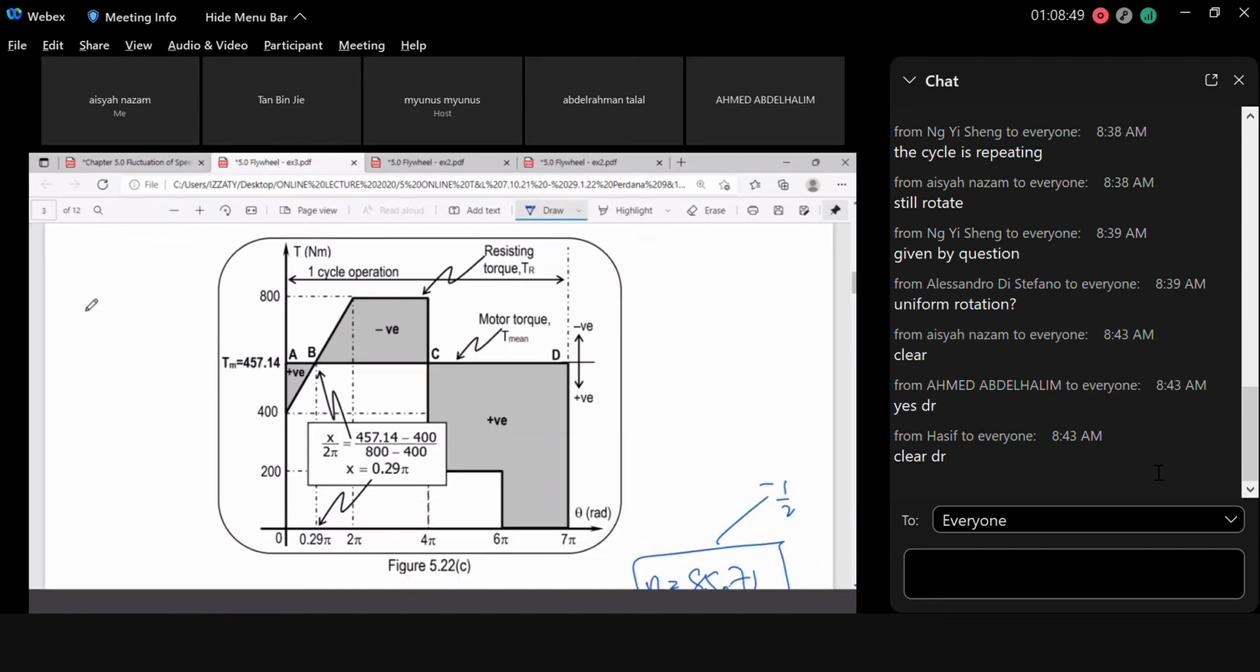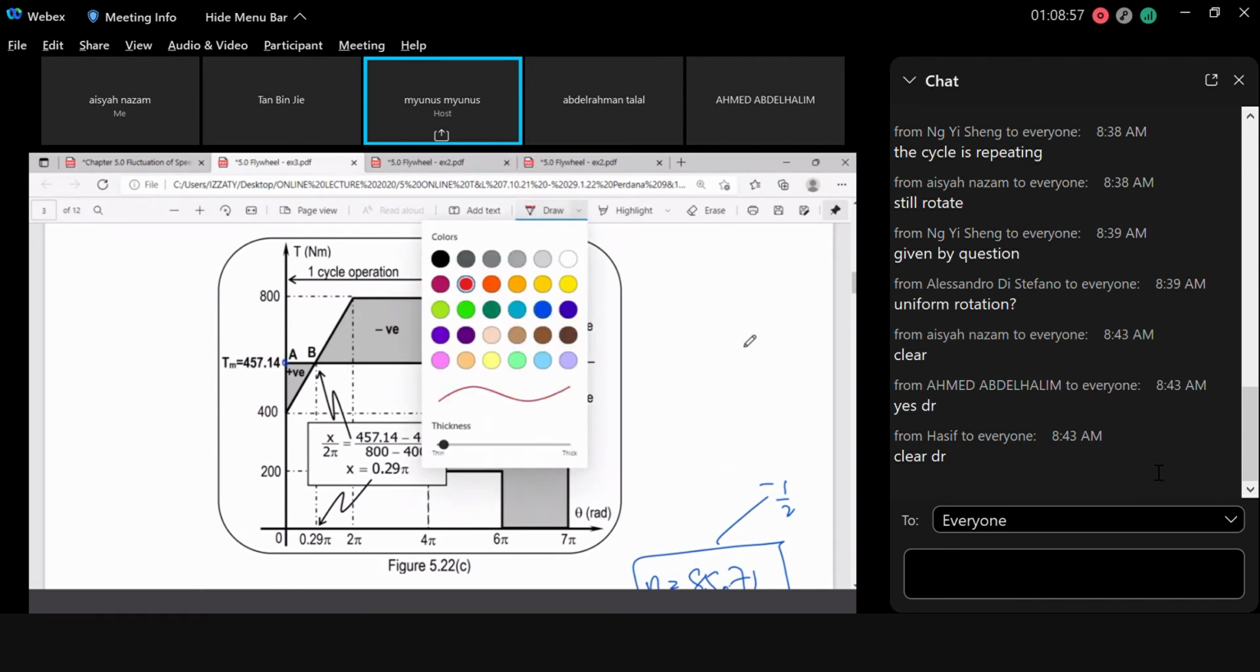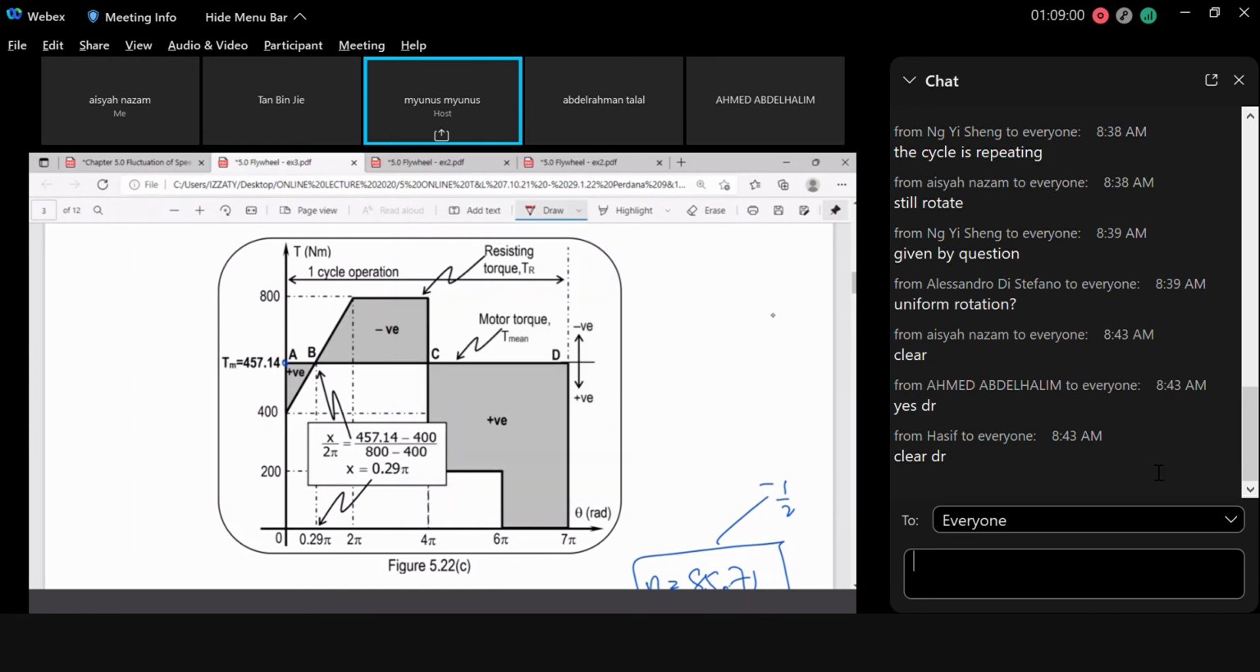Okay. So to define the energies is to check on the intersection points. These are the intersection points between the lines of motor and machine. Intersection, intersection, another intersection. Because we are dealing with a motor drive machine, any area above T mean will be considered as negative. Area below will be considered as positive.